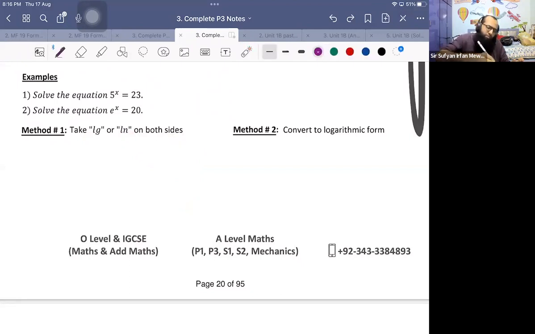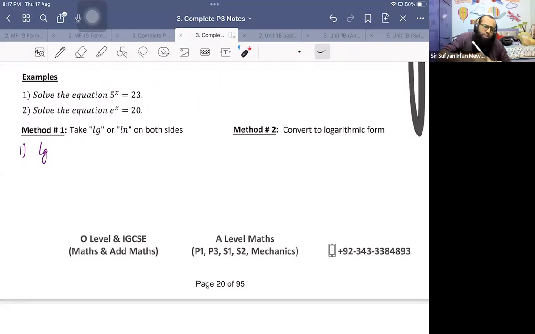So how to do this? Let's check it out. Both the examples using method number 1 and then both the examples using method number 2. So method number 1, take LG or ln on both the sides. The question is, is it better to take LG or ln? So listen, if the base is e, then it is better to take ln. Although we can take LG as well, it is faster and quicker to take ln. Why? I will be solving and telling you later. But if the base is 5 or any other number other than e, it does not create any difference if you take LG or ln. You can take LG or ln on both the sides.